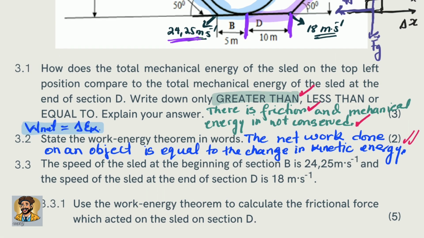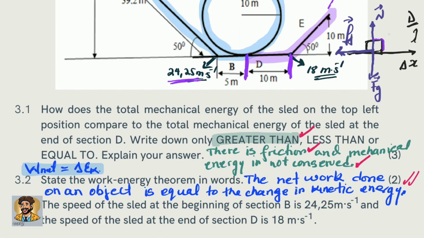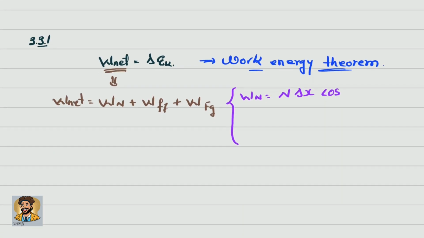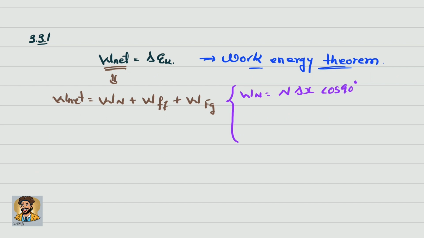If we go here, this one is 90 degrees. The angle between the force and the displacement, that one is 90 degrees. And if you calculate the cosine of 90 degrees, that will give you 0. Therefore, the normal force does not do work; it is 0 joules.